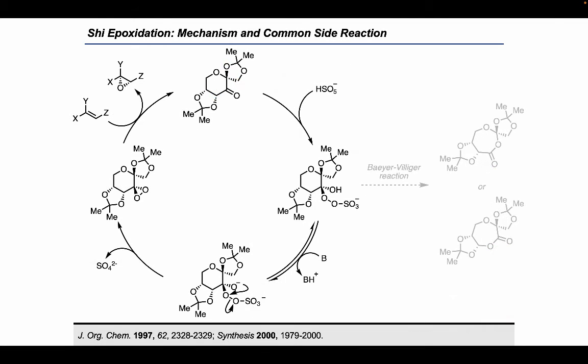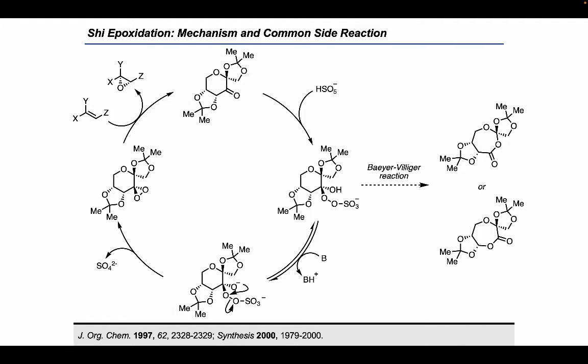To understand a bit more how this reaction is working, let's take a look at the mechanistic cycle. At the top of the slide we can see the Shi catalyst, which can react with oxone to form the adduct shown. In the main cycle, deprotonation of the tertiary alcohol gives an alkoxide which can trigger intramolecular nucleophilic substitution to give a dioxirane intermediate. This dioxirane intermediate is the key to achieving epoxidation on the alkene substrate.